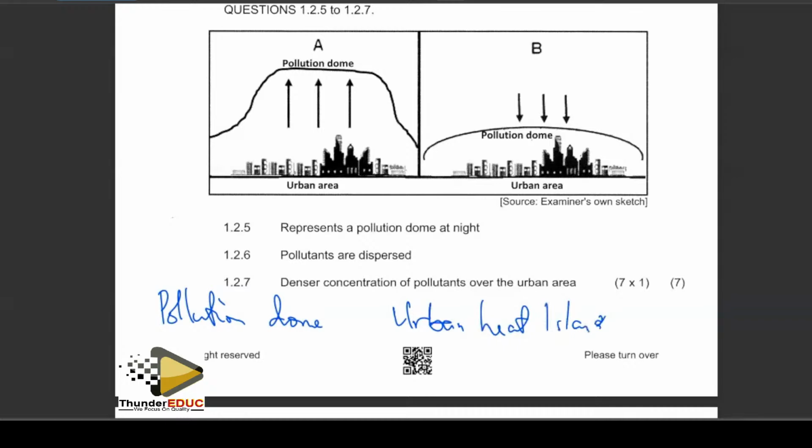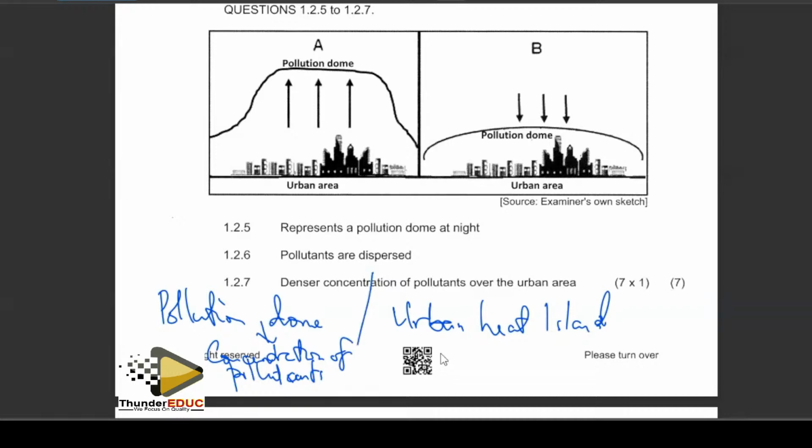Those are typical urban climatic conditions. They are related, but they're not the same. Pollution dome. What is a pollution dome? We are looking at the concentration of pollutants over a city. Pollutants are concentrated in a city or in an urban area. That is a pollution dome.